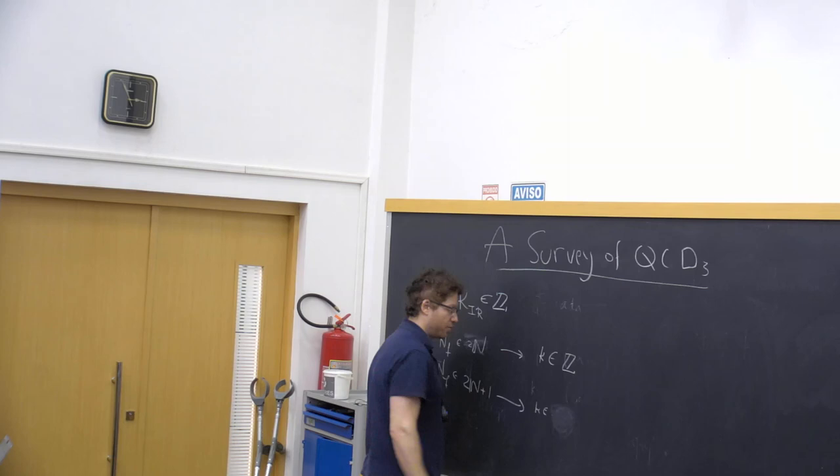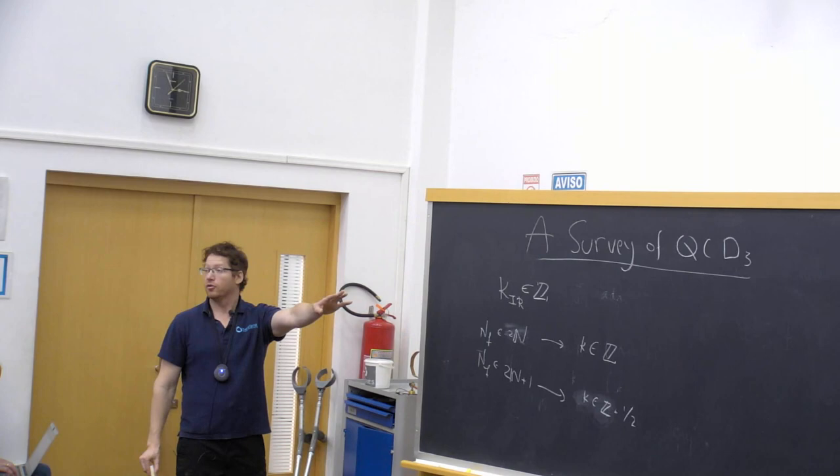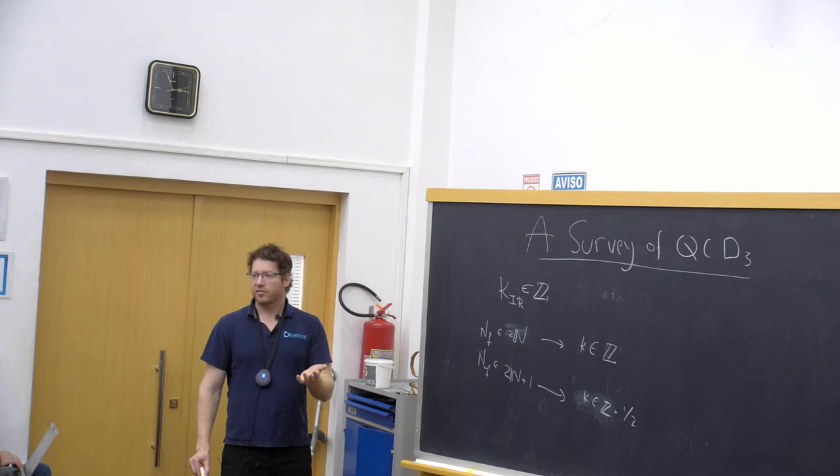K is an integer plus a half. Okay? So this is a trivial fact that follows from this formula and from this constraint on effective field theory. This, by the way, explains the Coleman-Hill theorem in one line.